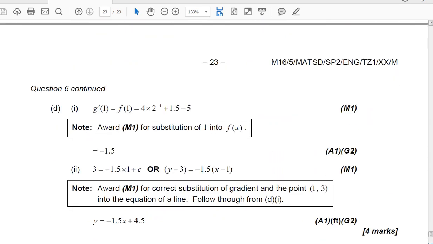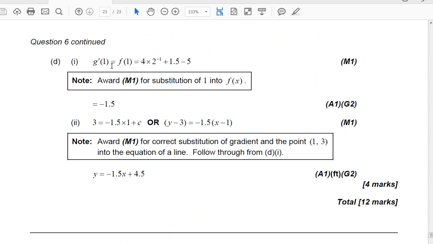Okay, and then D, g prime of 1. Look there, we did exactly what they did. We just plugged 1 in for the x, and we got negative 1.5. And then for the last one, we plugged in negative 1.5 for the slope, 3 for the y, 1 for the x, and we solved for c, and we got y equals negative 1.5x plus 4.5. You get 1 point for showing this, and then another point for getting your correct answer. All right, that is it for paper 2.